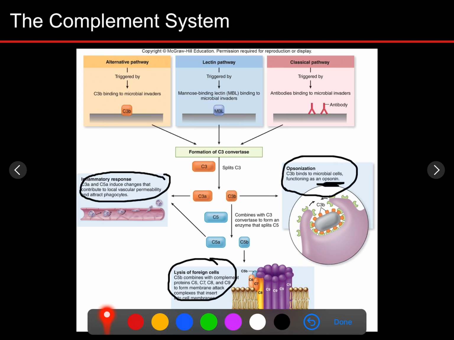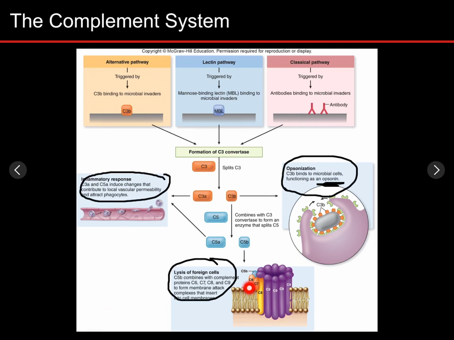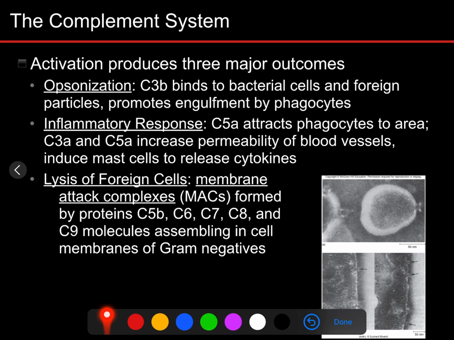So that's the three ways that the complement system acts to protect you. C3a and C5a stimulate the inflammatory response. C3b is an opsonin, which increases phagocytosis, and C5b initiates the formation of the MAC, which will directly lyse foreign cells. And this is basically just what I just told you here.